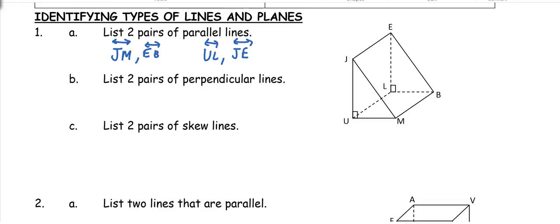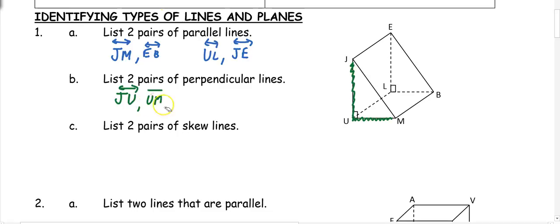Perpendicular lines. So perpendicular lines are forming right angles. So one of the obvious ones has our little box over by U. So we would say that JU and UM are perpendicular. Because they're perpendicular at U, and that's where the right angle is formed, U is going to show up in the name of both lines. Another example that's a little less obvious is if you look at the front of my prism, I have this rectangle shape. If it's a rectangle face, that means it has to have right angles. So another thing that could be perpendicular could be JE and JM.